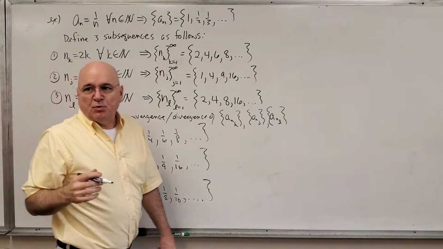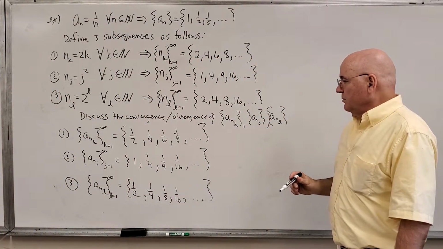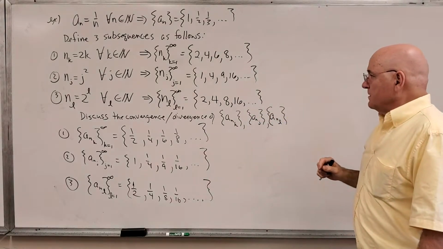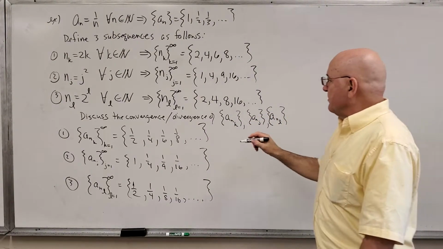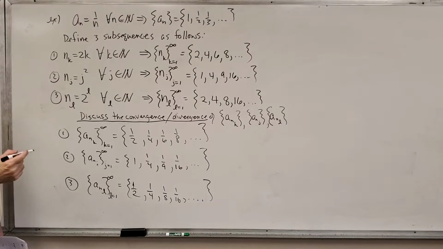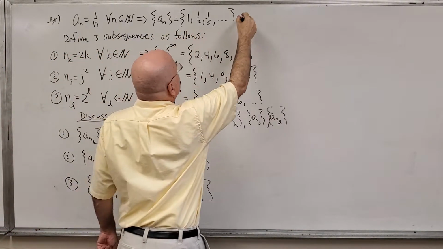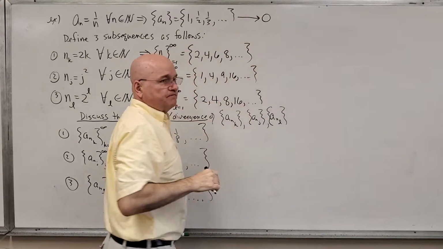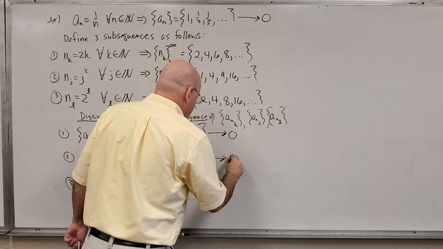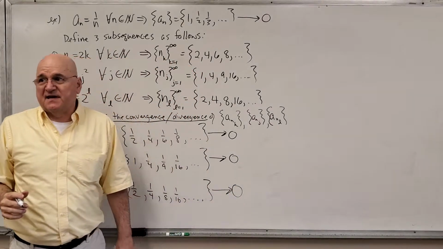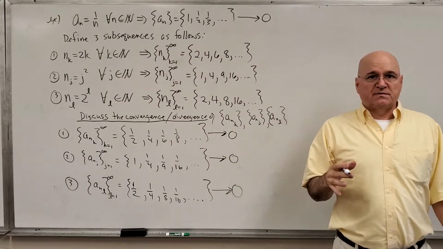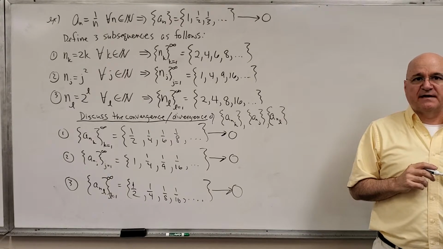So it should be obvious that each one of these three subsequences at the bottom was obtained by just removing certain elements from the original set. And this part of it, discuss the convergence or divergence of the subsequences. Well, first, obviously, this converges to 0. And notice that all the subsequences converge to 0 as well. And we'll find out that's always the case. If a sequence converges to a number A, no matter what subsequence you choose, it's also going to converge to A. And that'll be our next theorem.